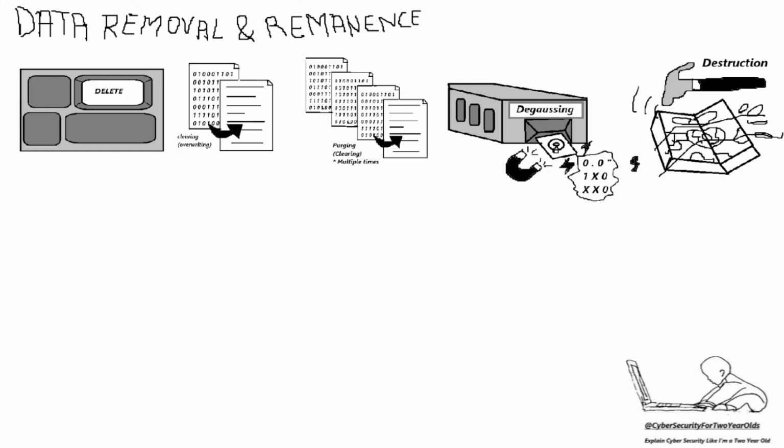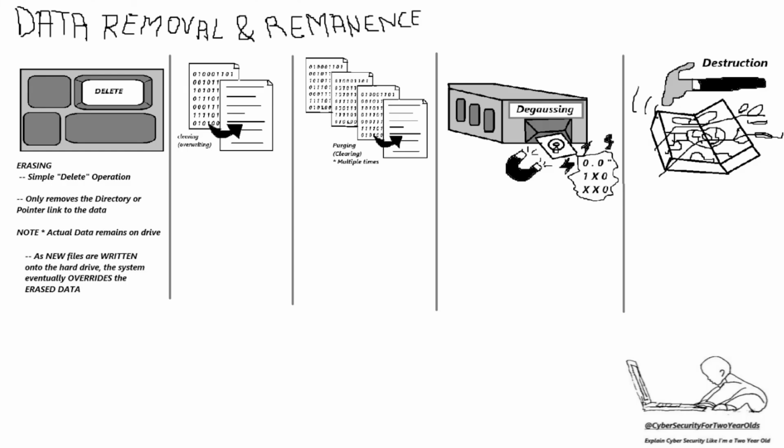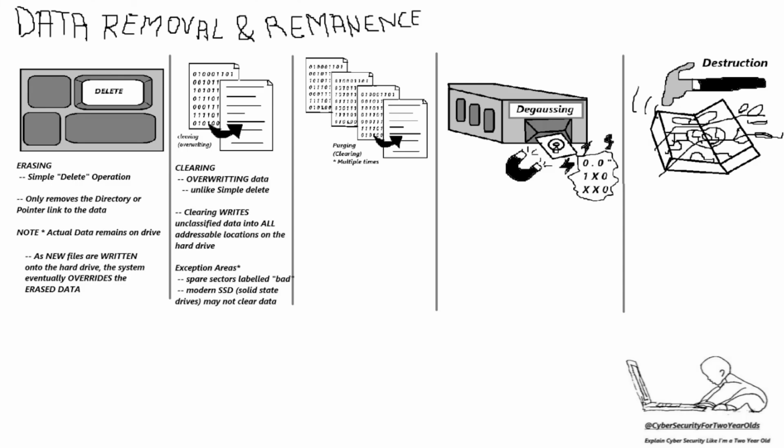Let's go back and get a little technical on each of the methods, starting with the erasing option, aka the simple delete option on your keyboard, which is the most insecure method as the actual data remains on the drive. This will be explained later. The next method and more secure method is clearing, which is overwriting data across the hard disk, unlike a simple delete, which just changes the memory locations of where the data on the disk is stored.